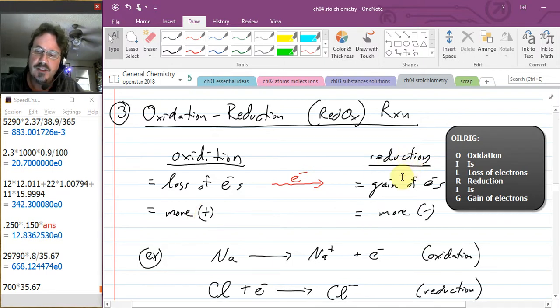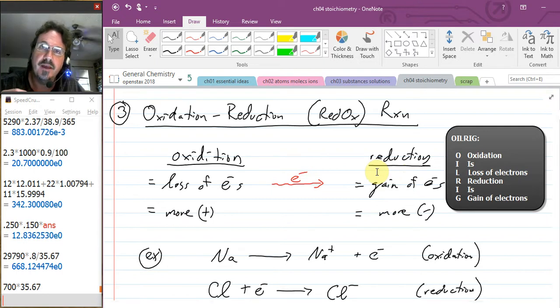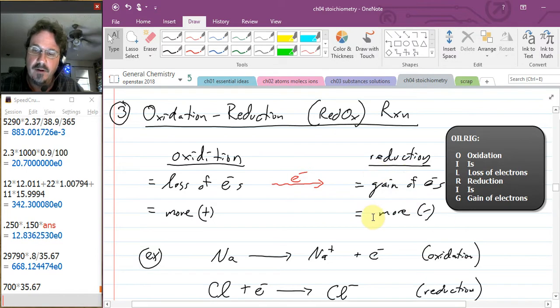Reduction is just the opposite. In reduction, they gain the electrons. So that might be like a chlorine atom, Cl, gaining an electron to become Cl-. What happens to its charge? It becomes more negative. And so more negative is another way to define a reduction reaction.